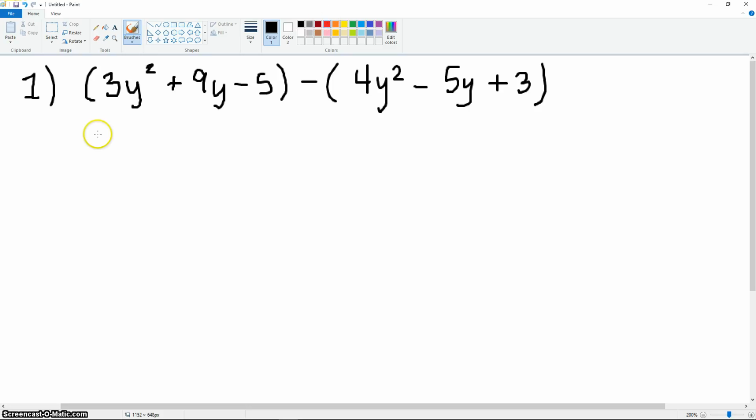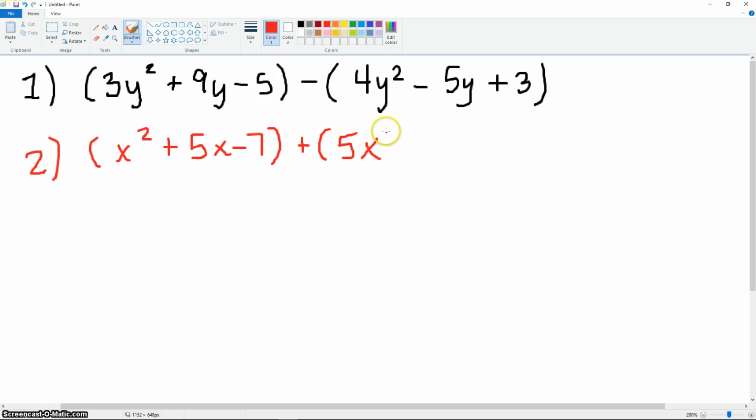Let's do number 2. Let's do an addition one. We'll say x squared plus 5x minus 7, plus 5x squared minus 11x minus 6.